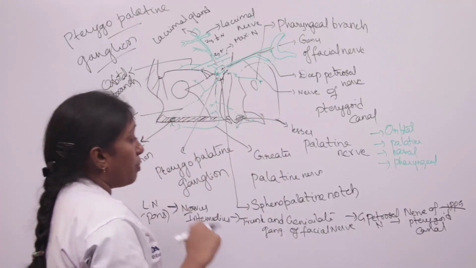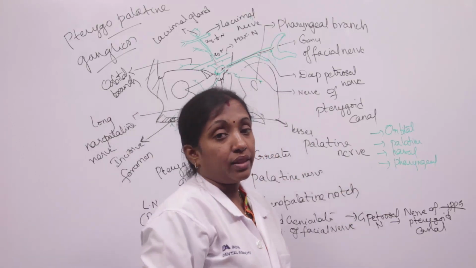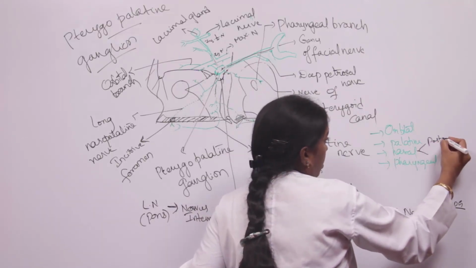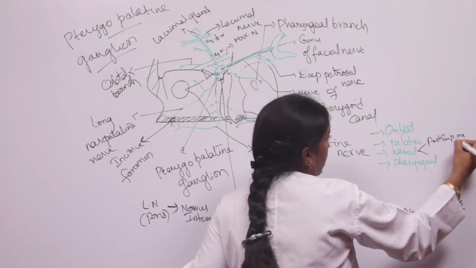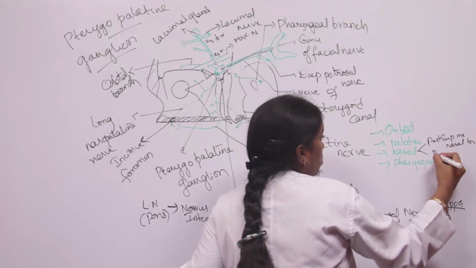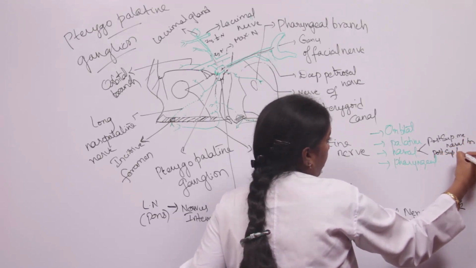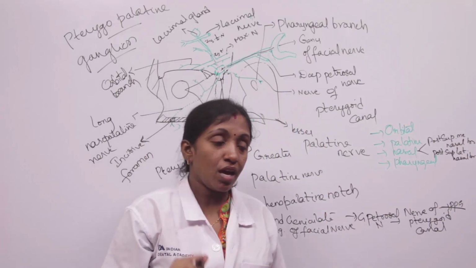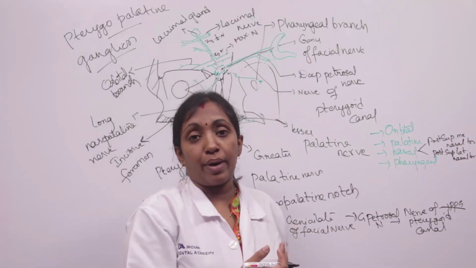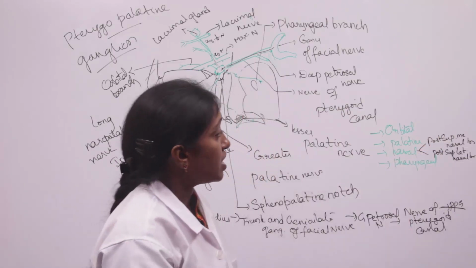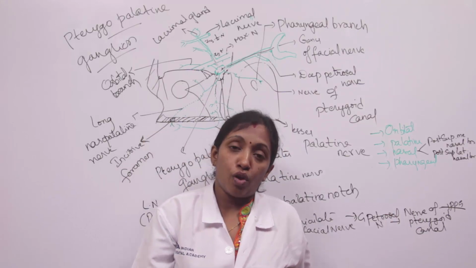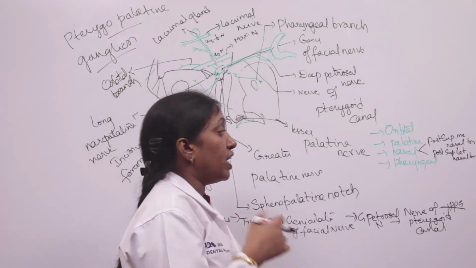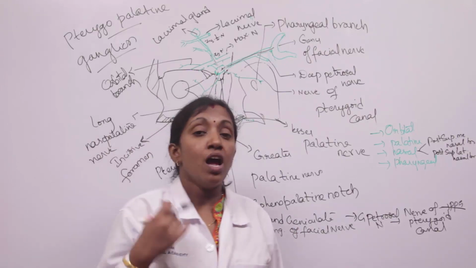Okay, and coming to the nasal branches, they are 2 in number: posterior superior medial nasal branches and posterior superior lateral nasal branches. The posterior superior medial nasal branches supply the posterior superior quadrant of the medial wall of the nose, which is nothing but the nasal septum. The posterior superior lateral nasal branches supply the posterior superior quadrant of the lateral wall of the nose.